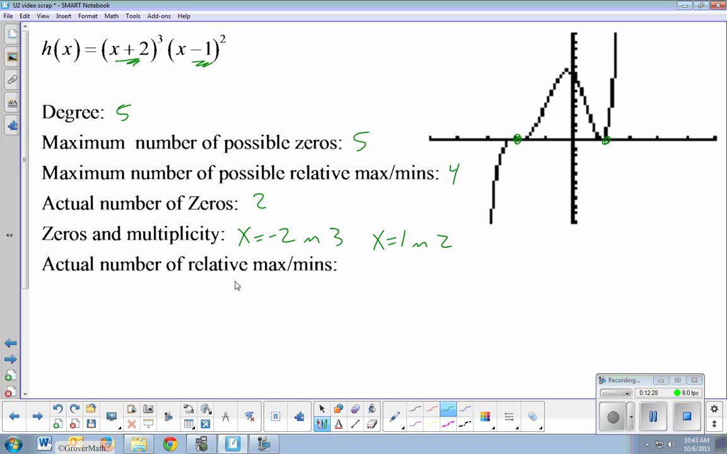The actual number of relative max mins, we could have as many as 4, but I see only 1 relative max, 1 relative min, so there's really only 2 there. So it's important to know the possible amount you could have, but we can also use our graphing utility and factoring to find out the actual number of these things. So that's multiplicity, relative max mins, and a lot of graphing stuff involved. We're going to discuss a lot more of this in class.